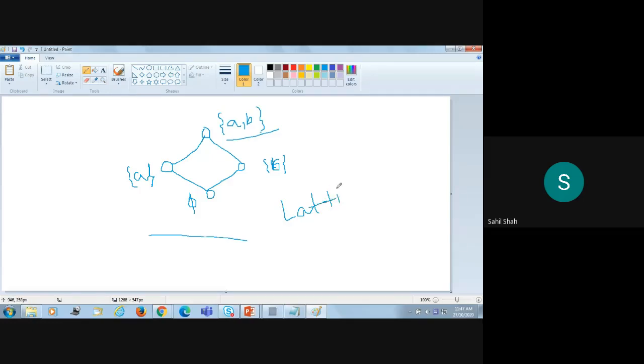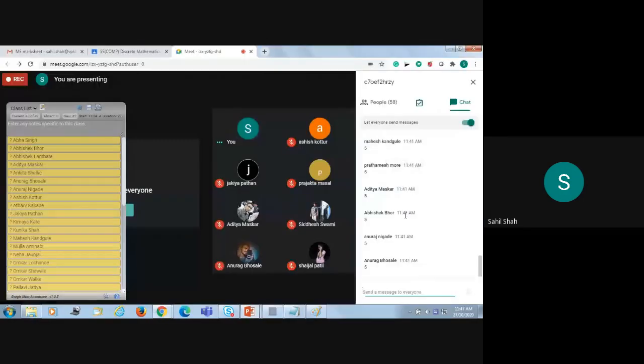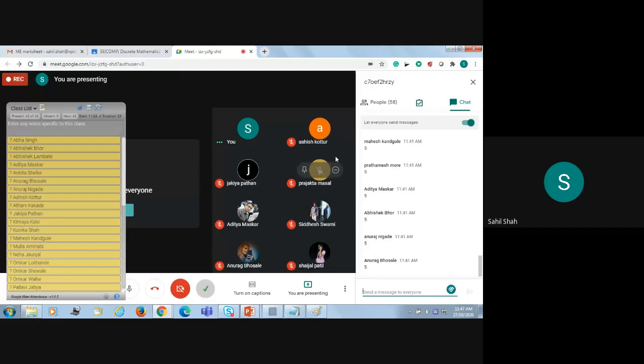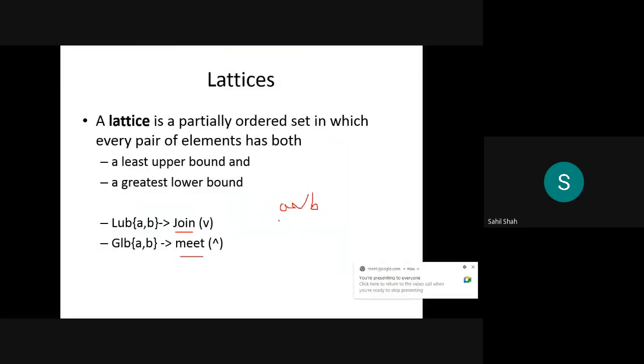Am I clear? Are you clear with the definition of lattice? Is it fine? Should we proceed with the example? Whether the lattice part is clear? Just a second, hold on. I will take one more example.